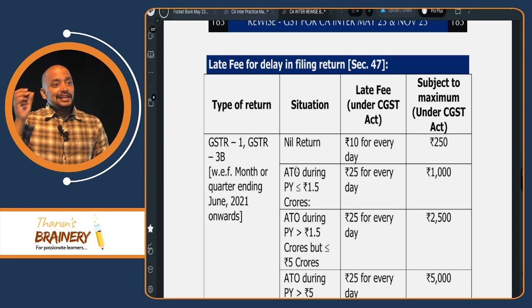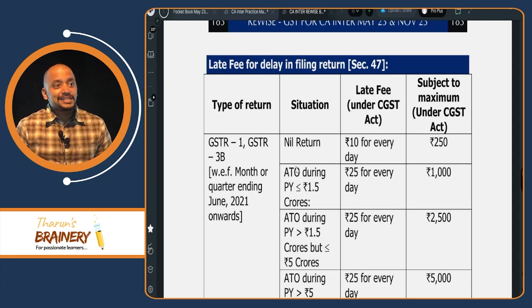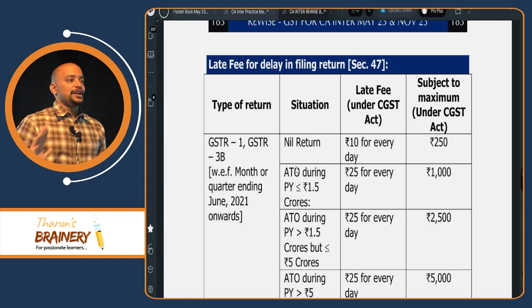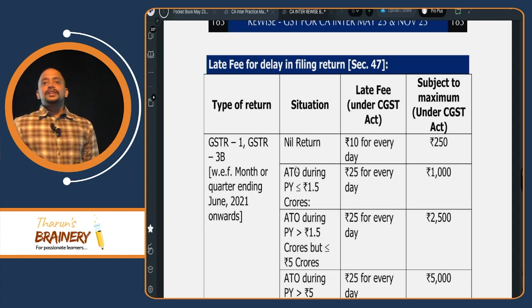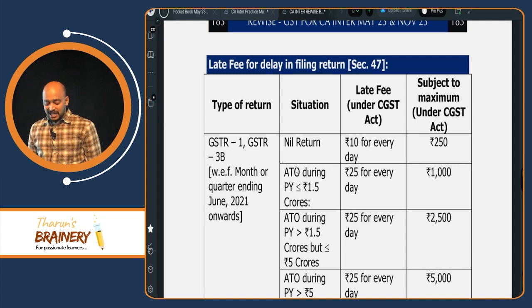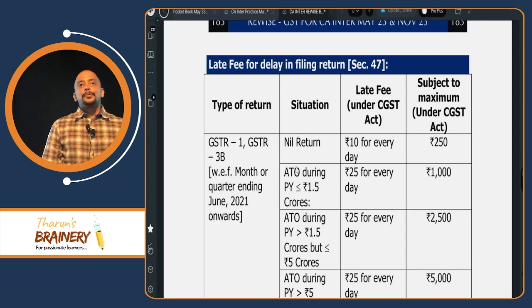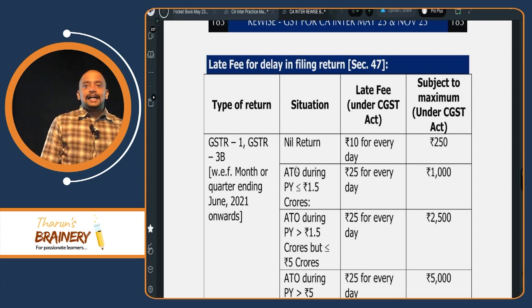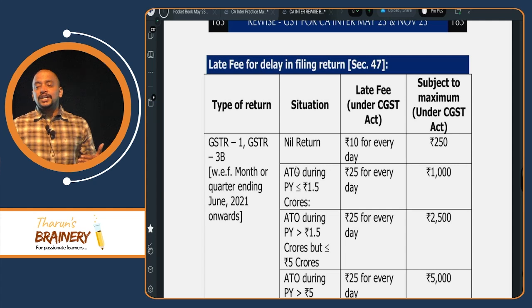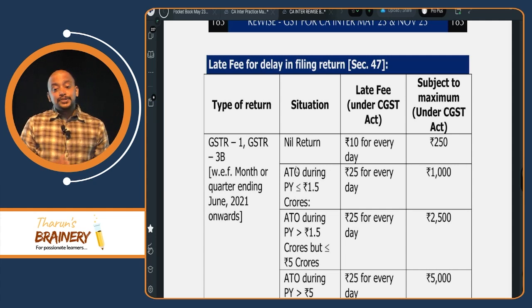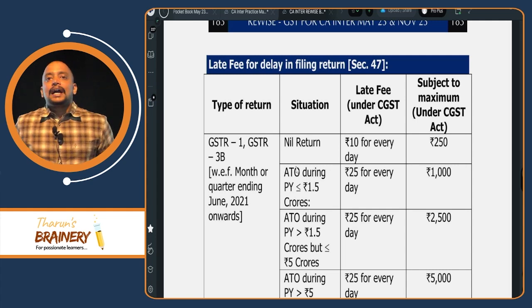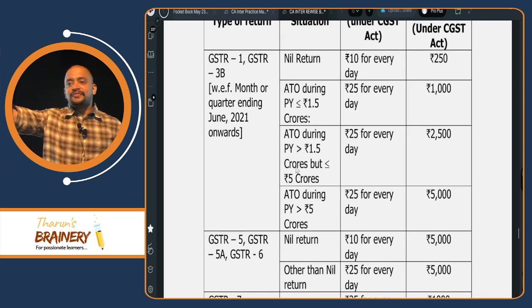Suppose it is late fee as per the CGST Act, which is the correct option? 250. Only the CGST component we need to compute. Understood? Now, for GSTR 1 and GSTR 3B, what is the late fee? Nil return means 10 rupees per day subject to a maximum of 250. If it is other than nil return, 25 rupees per day subject to a maximum; that maximum amount differs. If my aggregate turnover during the previous year exceeds 5 crores, the maximum will be 5,000.